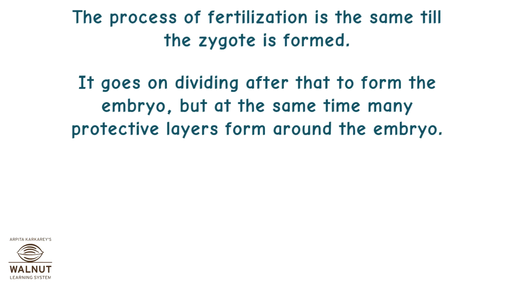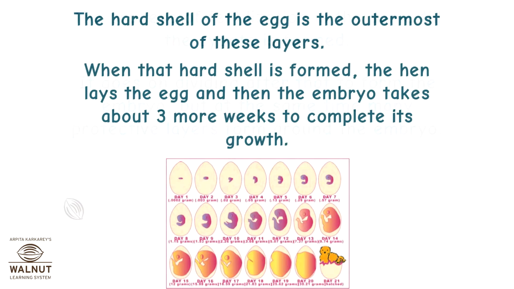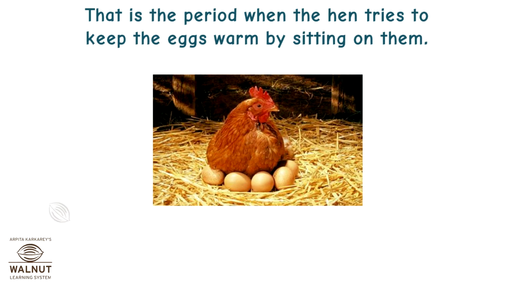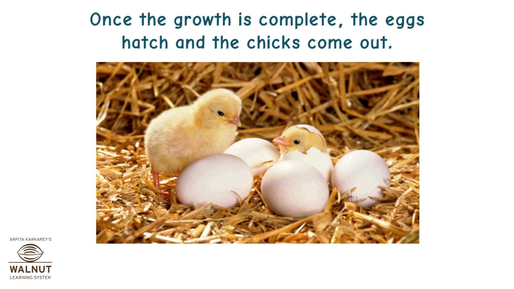But at the same time, many protective layers form around the embryo. The hard shell of the egg is the outermost of these layers. When that hard shell is formed, the hen lays the egg, and then the embryo takes about 3 more weeks to complete its growth. That is the period when the hen tries to keep the eggs warm by sitting on them. Once the growth is complete, the eggs hatch and chicks come out.